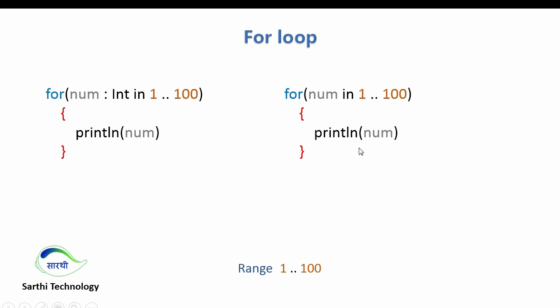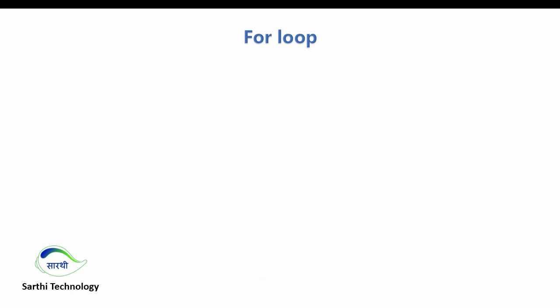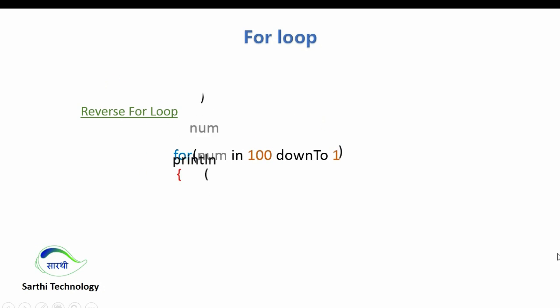Now we can also use a reverse loop, and for that we will use this down to. So here num variable in 100 down to 1. So this loop will run from 100 to 1, and every time the current value of the range will be stored in the num, and here we will print the num.